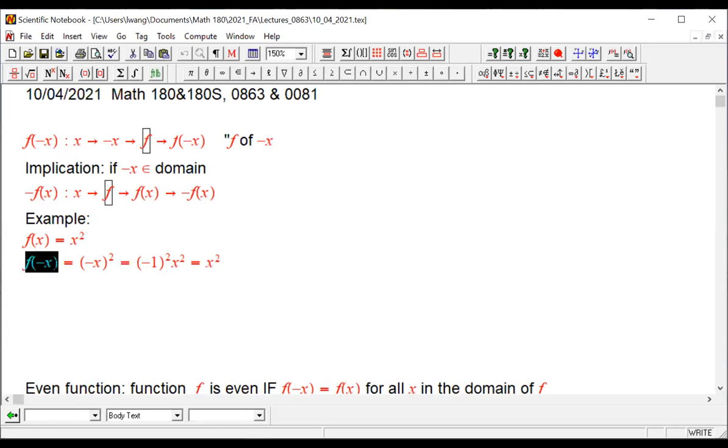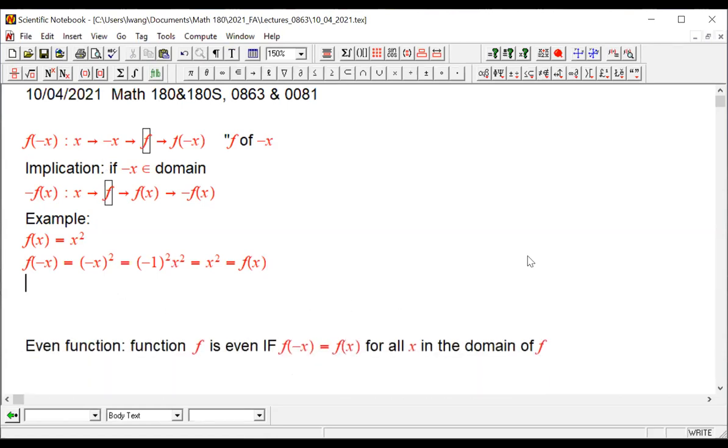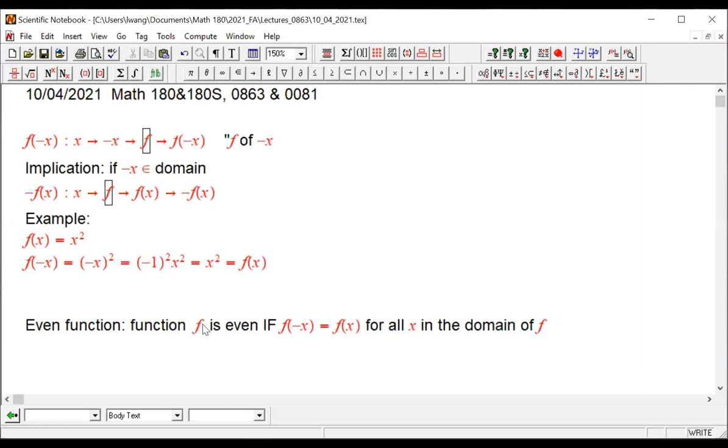Okay. In this case, this is f of x. I'm sorry, this is f of x squared. So in this case, f of x equals x squared. F of negative x is the same as f of x. So by definition, it is an even function, which we're going to talk about here.